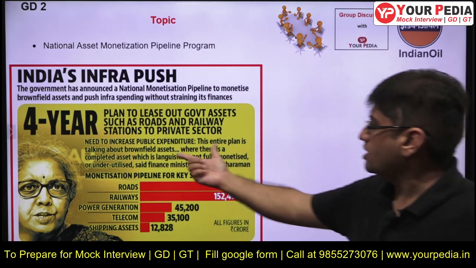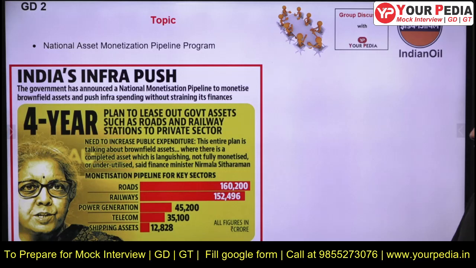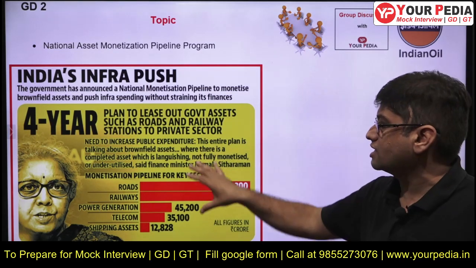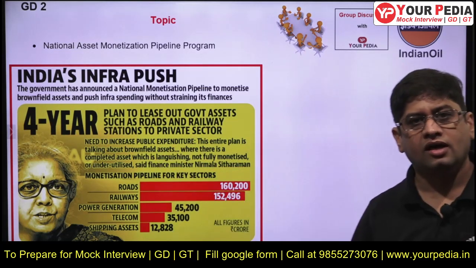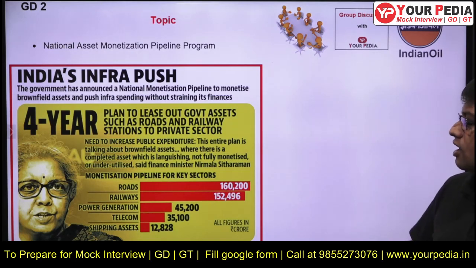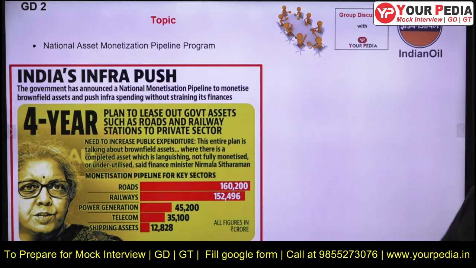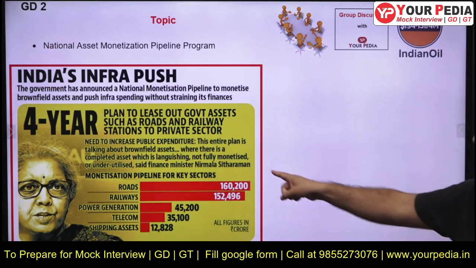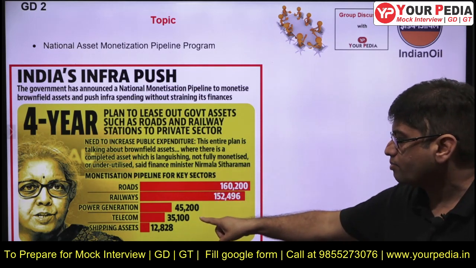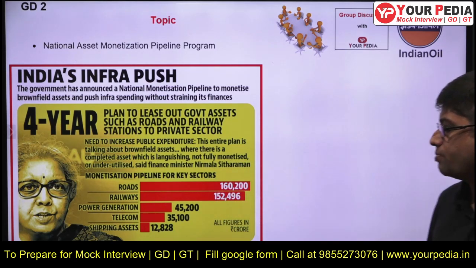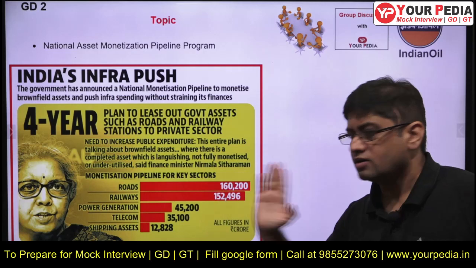So we need to increase public expenditure, and there are some kinds of assets, called brownfield assets. I gave you the names of these assets from which you can get the money: road, railway, power generation, telecom, shipping assets, etc.